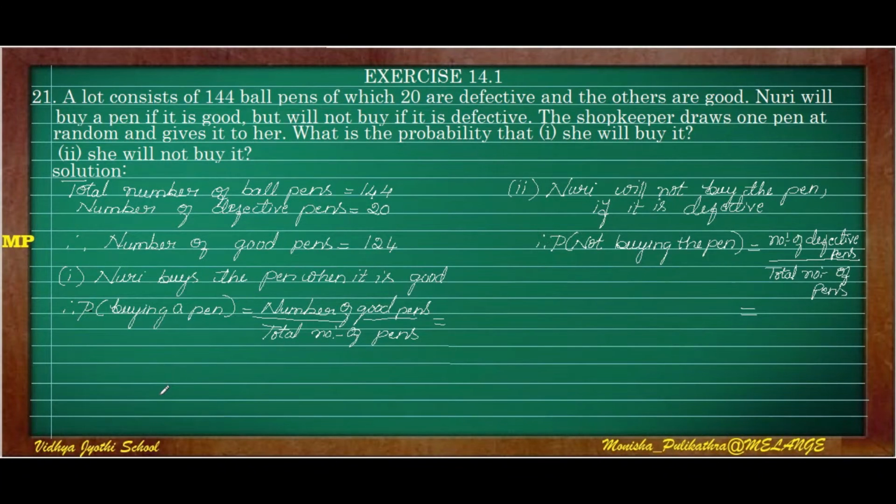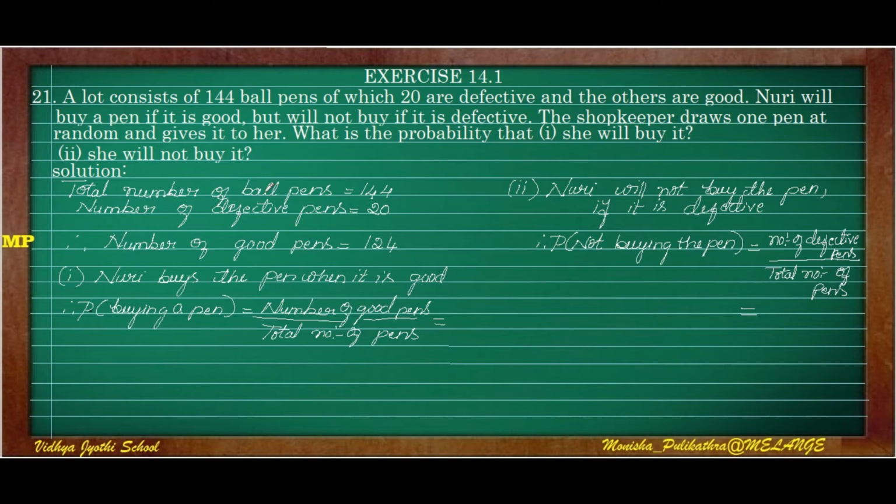Let us move on to the 21st question of exercise 14.1. A lot consists of 144 ball pens, out of which 20 are defective and others are good. So out of 144, only 20 are defective and the rest are good pens. Noori will buy a pen only if it is good, and if it is defective, she will never buy. The shopkeeper draws one pen at random and gives it to her. Now we have to find the probability that she will buy it. She will buy only if it is good, and she will not buy it if it is defective.